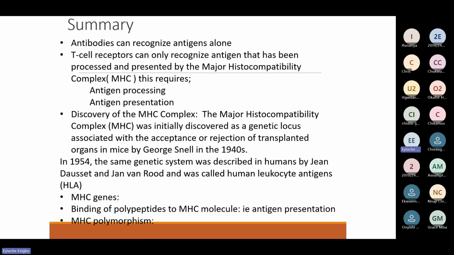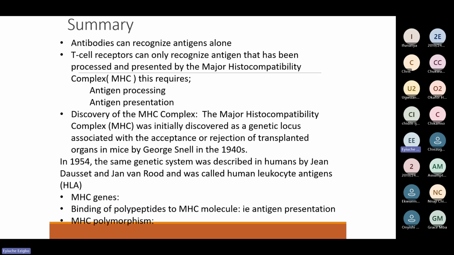Okay, these are MHC genes, binding of polypeptide to MHC molecules, that is antigen presentation, and MHC polymorphism. So you just have to know the classical pathway of MHC class 1 molecule processing and presentation, and the classical pathway of MHC class 2 processing and presentation of antigens to the T cell receptors.